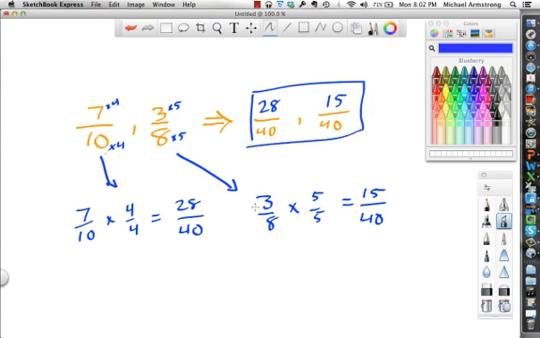We don't have to add them or anything. They're just trying to teach you how to find the smallest number that both denominators go into. And then you have some story problems to do that go along with it.